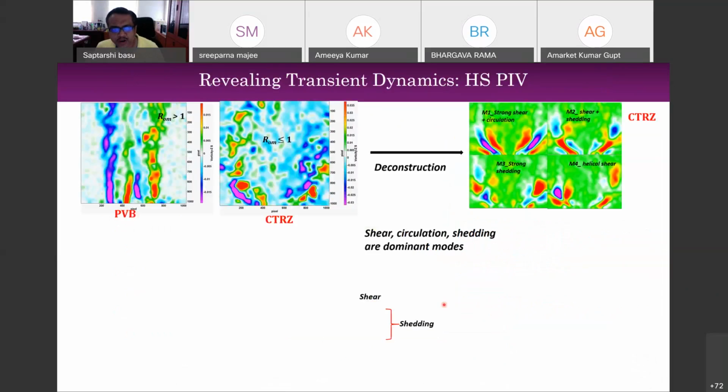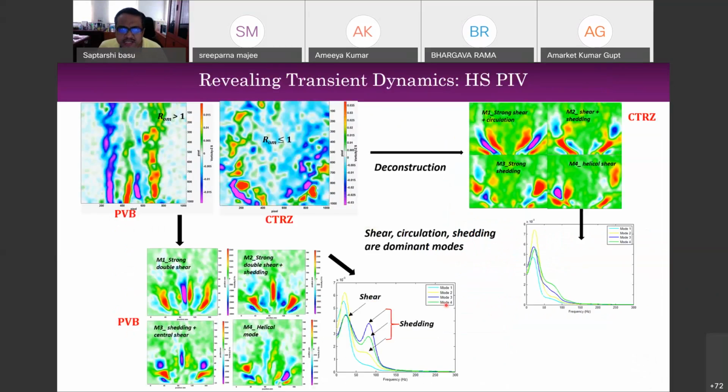So is that all? This is nice in the sense that these were all what we call time averaged dynamics. If you now look at the flow fields, and if you take the high speed data out of it, so this is Rossby number greater than 1 and Rossby number less than 1, and if you deconstruct the flow field, you can actually find out the different modes. This is basically a proper orthogonal decomposition of the different modes.